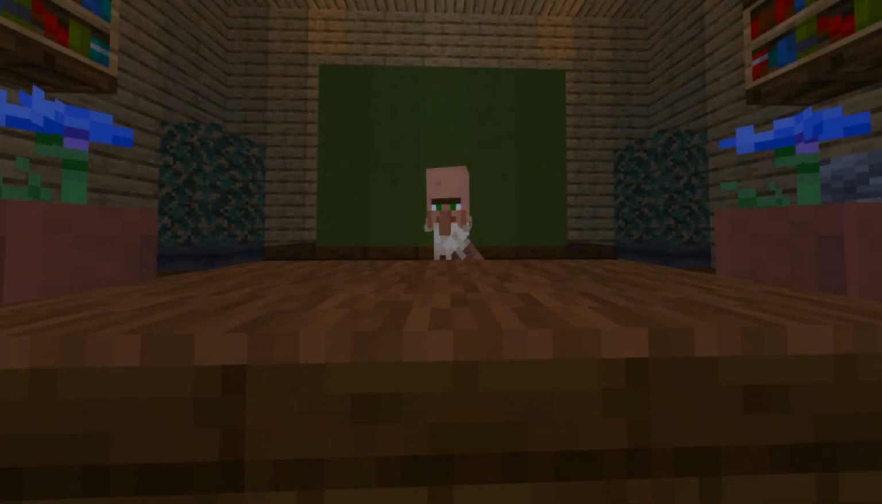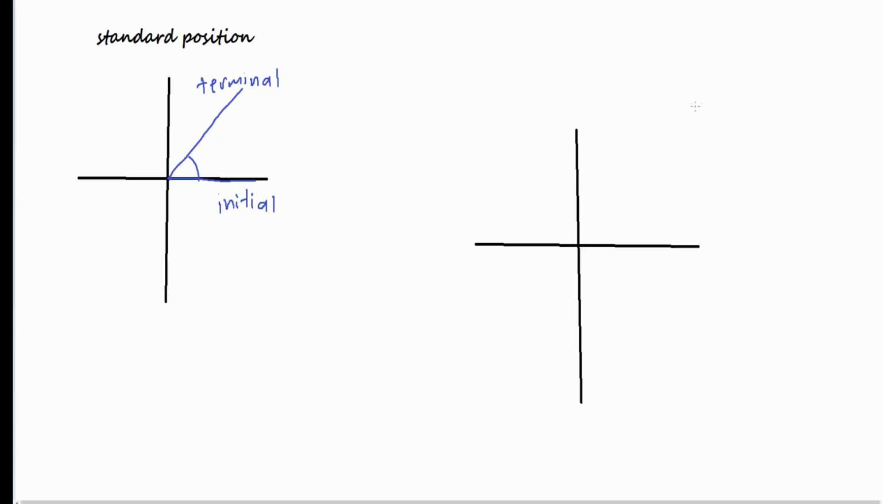Hello class, today I will be talking about standard position. The standard position of an angle is when the vertex of the angle sits at the origin of the graph, which is the intersection of the x and y axes. The standard position also contains an initial side, which is a stationary line running right across the x-axis, and a terminal side, which is a line that changes position according to the angle given.